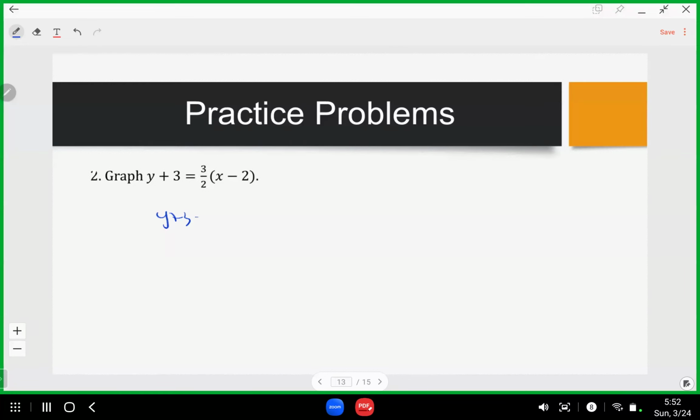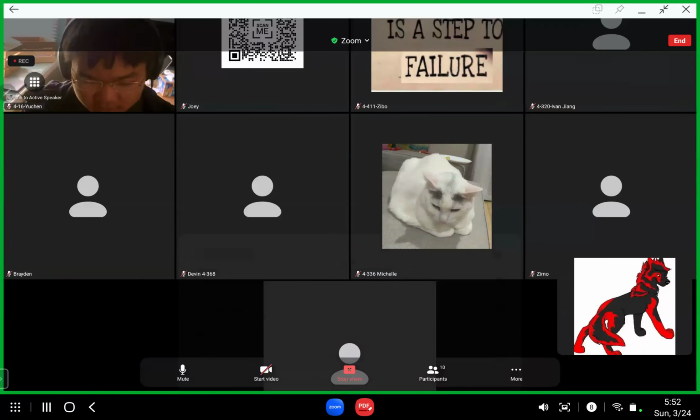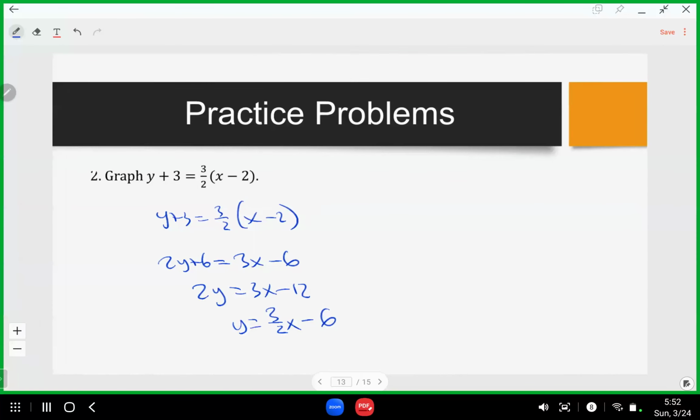So y plus 3 is equal to 3 over 2 x minus 2. Y plus 3 is going to be equal to 3. Actually, let's just multiply everything by 2 first. Maybe it'll be easier on the calculation. 2y plus 6 is equal to 3x minus 6. Okay, 2y is equal to 3x minus 12. Y is equal to 3 over 2 x minus 6. That should be what you have. Okay. And yes, the y-intercept would be equal to -6, and the slope is 3/2.